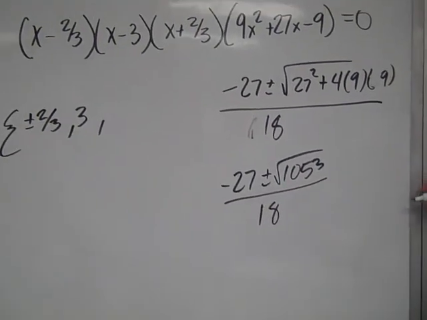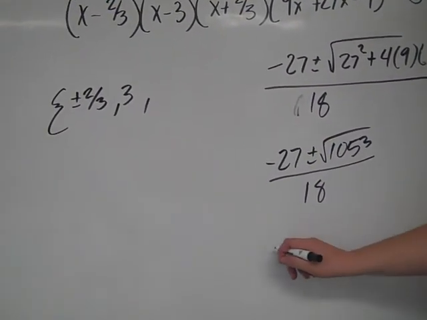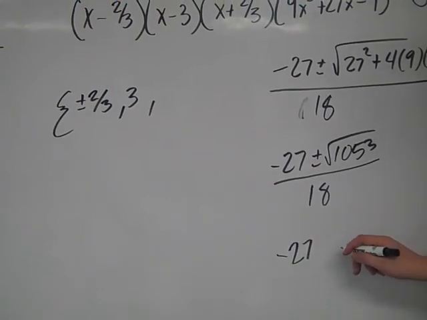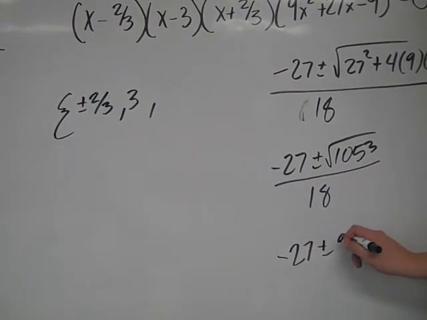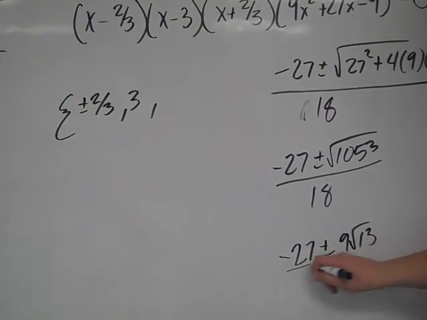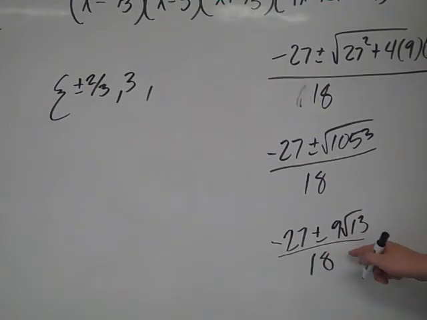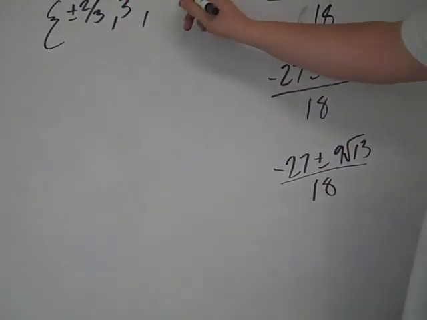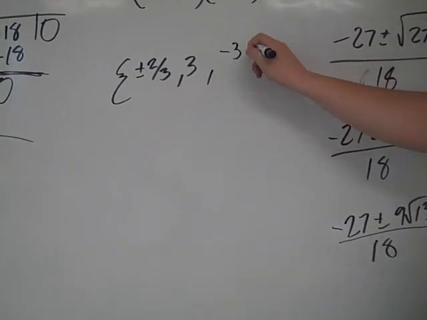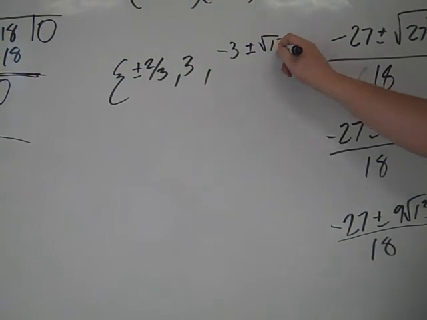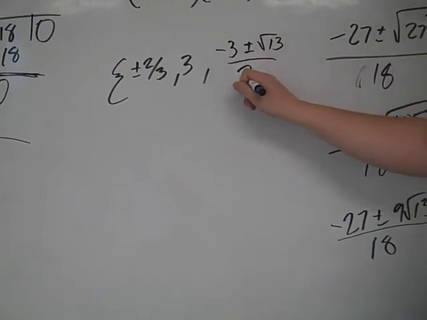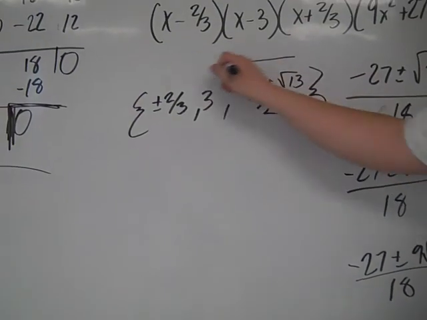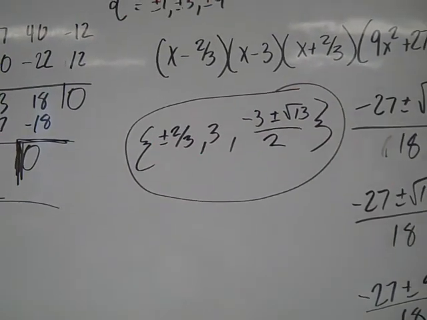1053 we found out was the same thing as 9 square root of 13, all over 18. So when I reduce this, I'm going to reduce it up here. It's going to be negative 3 plus or minus the square root of 13 all over 2. And that right there is going to be my answer.